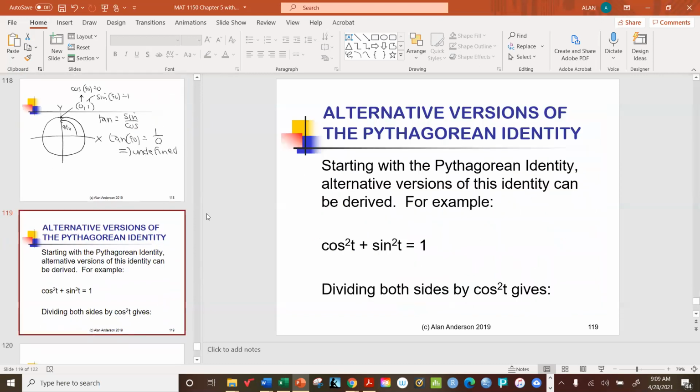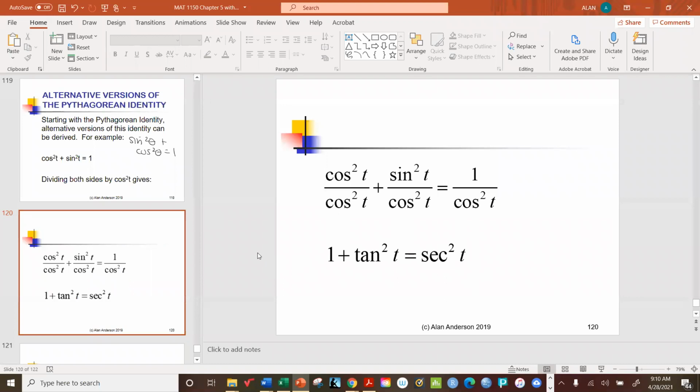And so here, for example, you might recall that this is our Pythagorean identity, which you knew from high school, possibly written like this. We can actually do some algebra on it and create a couple of other equivalent versions of it, which might come in handy. For example, what if we divide both sides of this equation by cosine squared t? What happens now? Oh, look at that. Who knew?